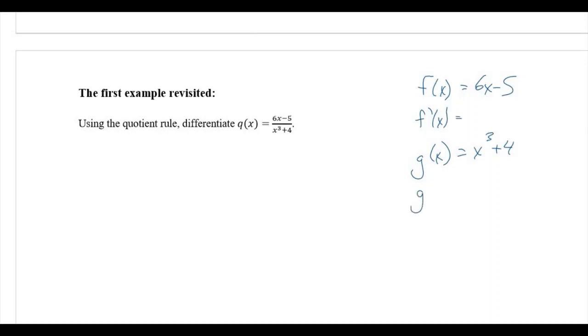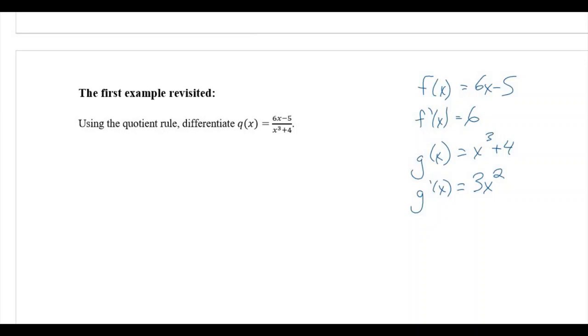Next step, let's find our derivatives. So f prime of x, for f of x, it's a linear, so we're just going to take the slope, which is going to be 6. For g of x, the derivative, we take x cubed becomes 3x squared according to power rule, and our constant of 4 goes away.